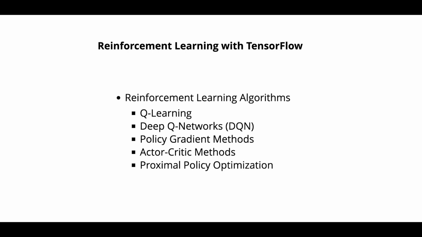Next, we have policy gradient methods, which directly learn the policy function to maximize expected rewards by gradient ascent. Next is Actor-Critic Methods, which combine elements of both value-based and policy-based methods with separate networks for the actor, the policy, and the critic, the value function. Next is Proximal Policy Optimization, also called PPO, a policy gradient algorithm that aims to find stable policy updates. These are the different algorithms that we have.